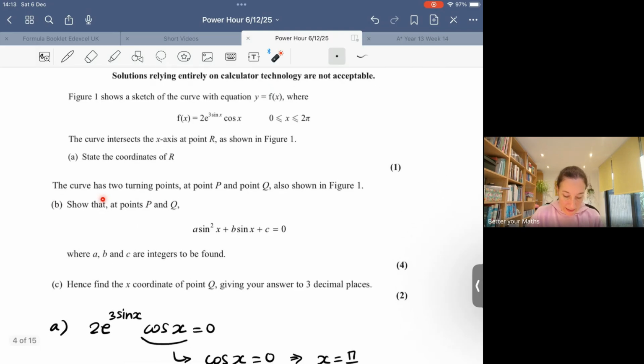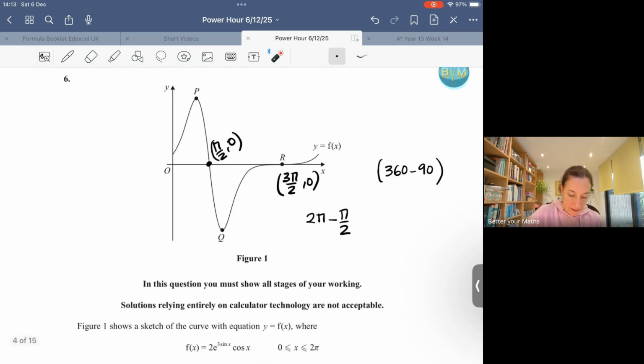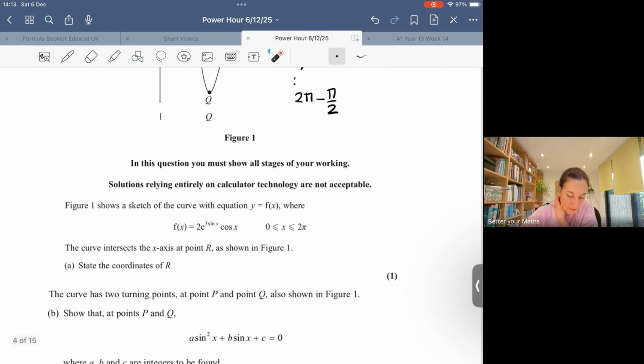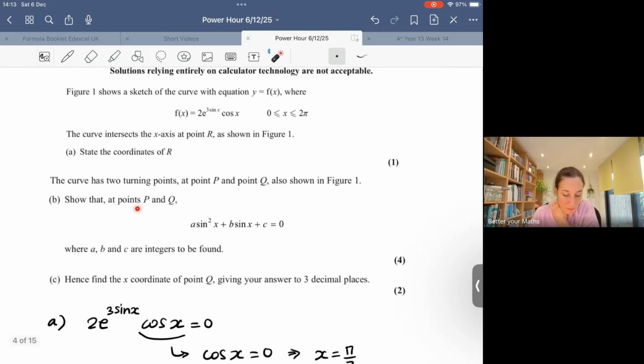Then the curve has two turning points, P and Q. You have them here. So P is a maximum, Q is a minimum. And we have to show that at points P and Q, this happens. A, B, and C are integers to be found. We will be able to find the points solving this equation, but at the moment they just ask us to find that equation.